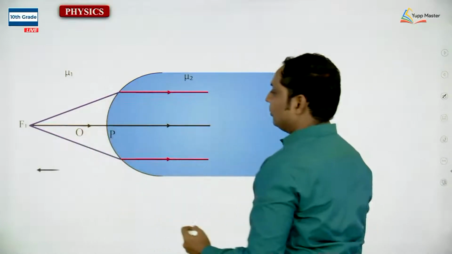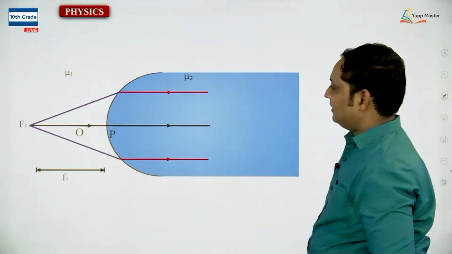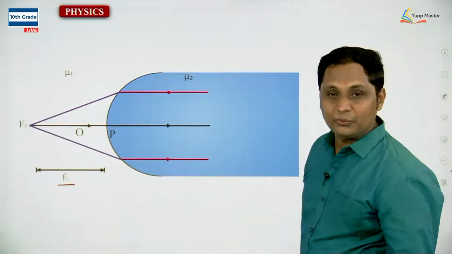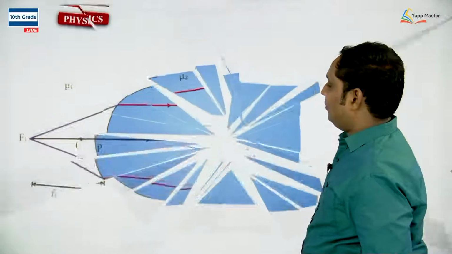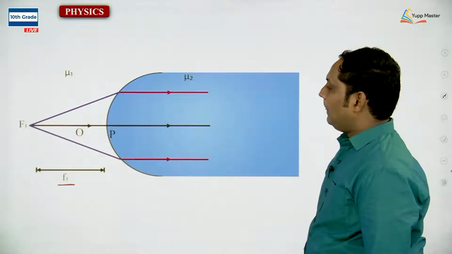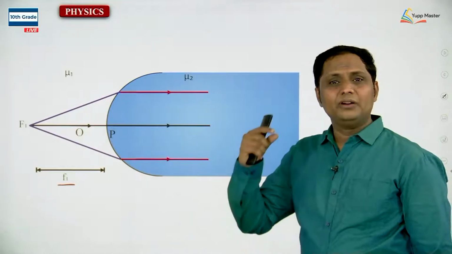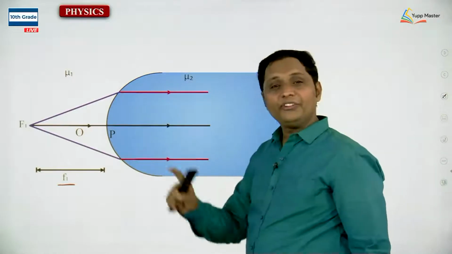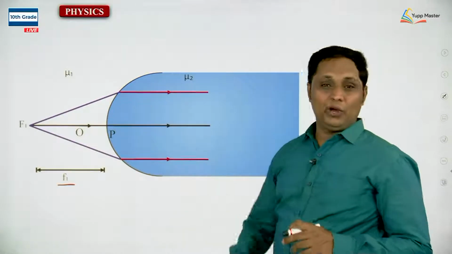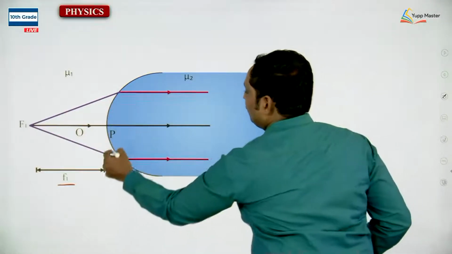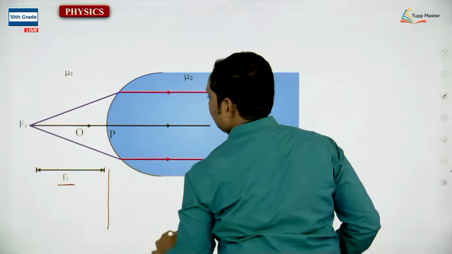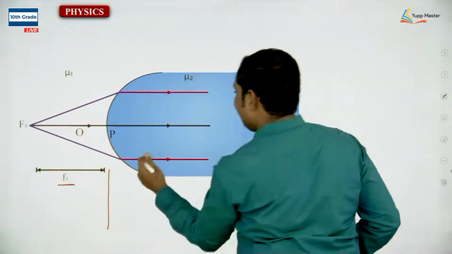While talking about this, F1 is the first principal focal length, alright. The distance between the pole and the first principal focus is known as the first principal focal length. It is very clear.